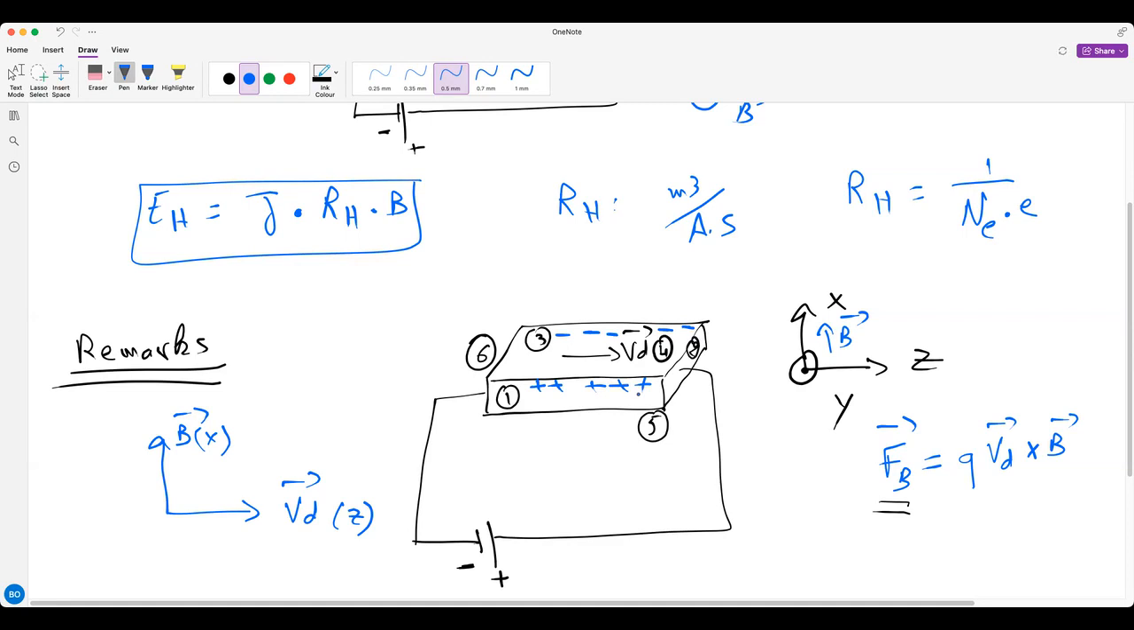This means that a Hall electric field will be created between these two phases. If I use a voltmeter, I will be measuring a potential difference called the Hall potential difference. This is the electric field times the distance between phase 3 and phase 1. Is this clear?